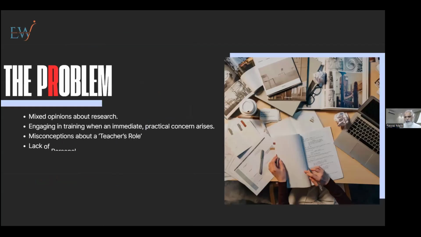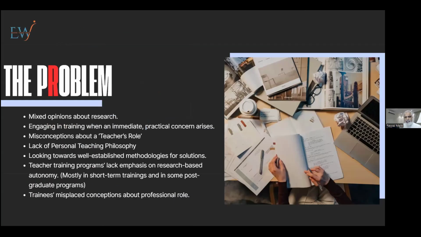So here, the problem that we are going to discuss is that the teachers themselves have mixed opinions about research. Some teachers think, okay, I belong to a teaching institute. Research is not my job. It's not for me. And I don't have time for that. There are so many constraints. I have to prepare my lesson plans and so on. So it is a kind of mixed opinion. There are groups of teachers who are in favor of it, and there are groups of teachers who think in other ways.